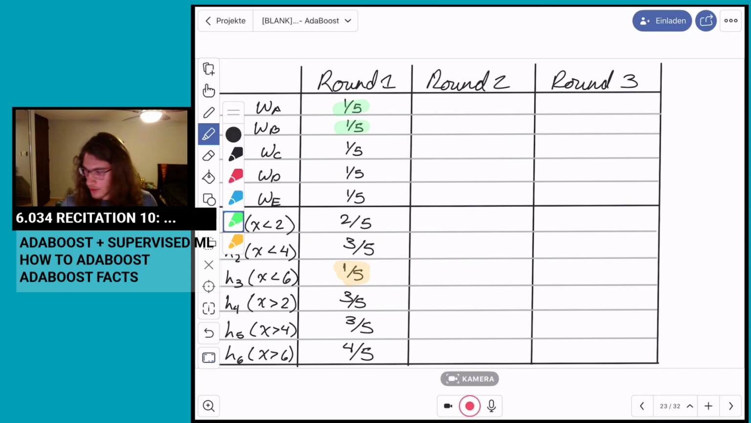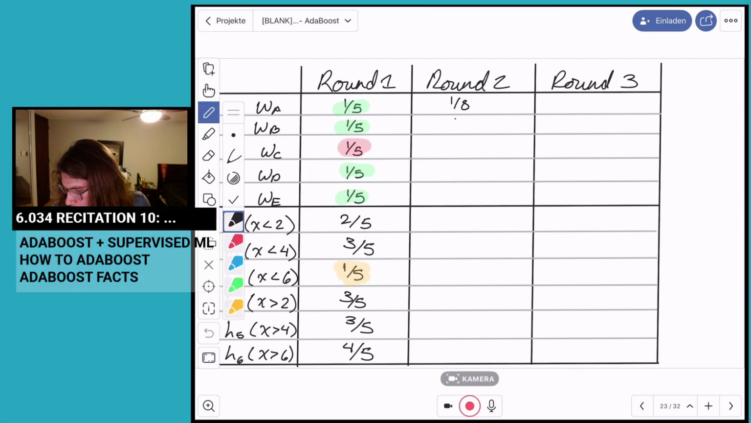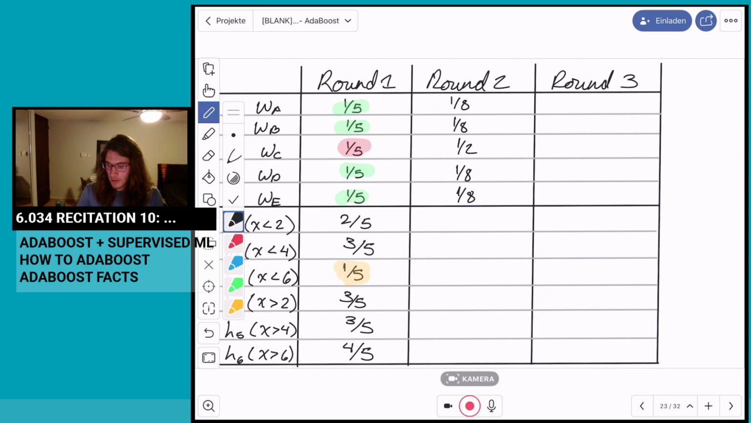So these two were classified correctly, and D and E were classified correctly by H3. I only had problems with C, which was the annoying point in the middle. So this one is going to be in red. And I'll go ahead and give you these numbers. 1/8, 1/8, 1/2, 1/8, and 1/8. And you're already seeing this notion of misclassified points are more important in action, because the misclassified point has a much higher weight, 4 times the weight of the other points which were correctly classified.